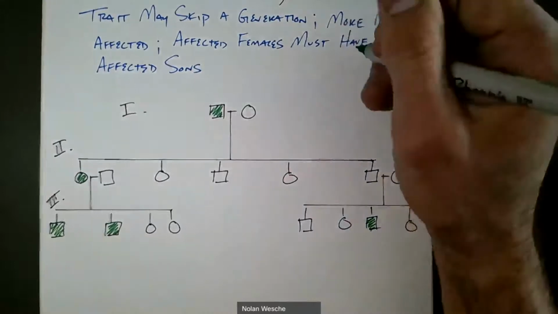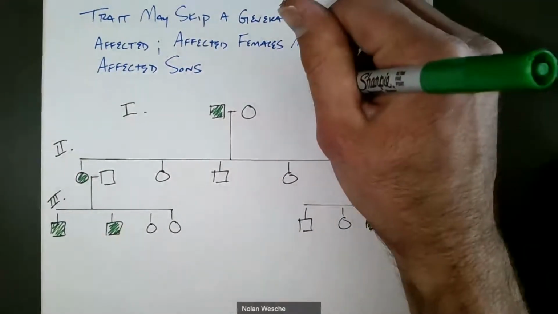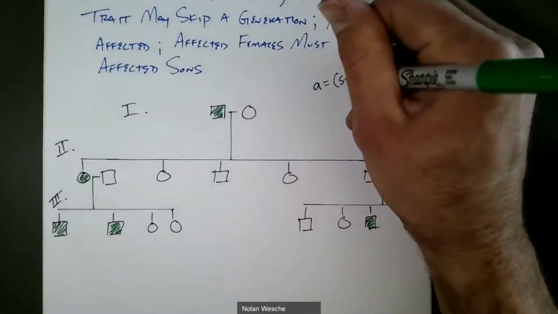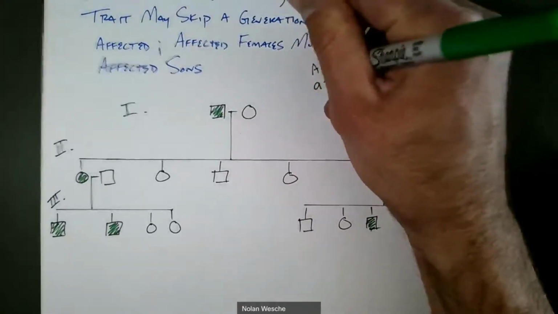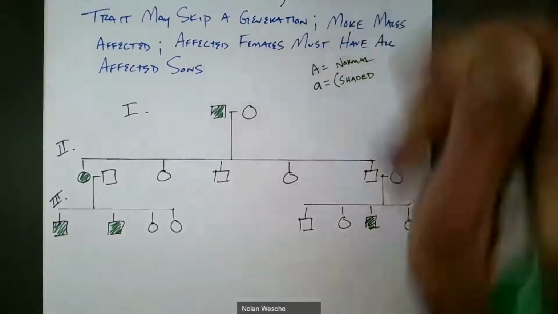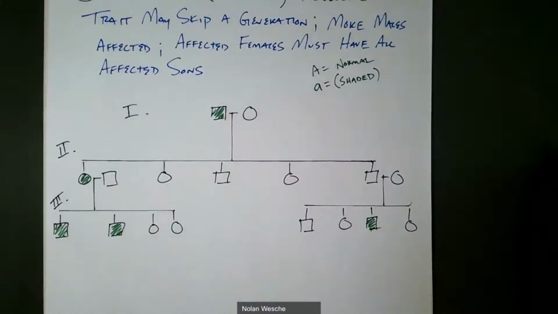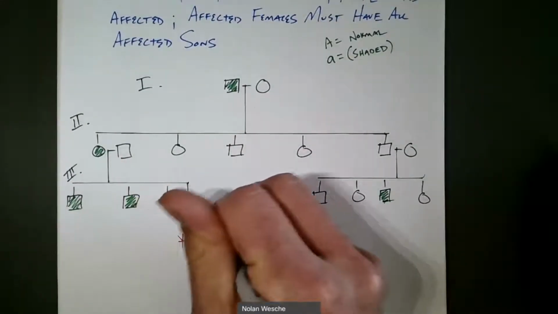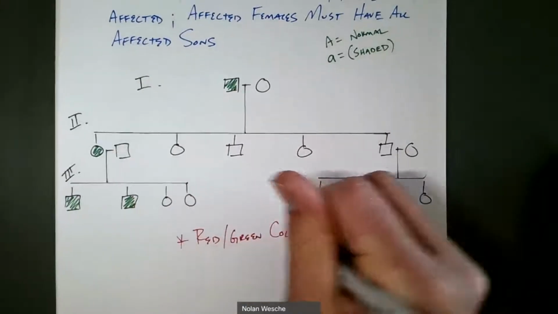So in this case, the males have just 1 X chromosome and the females have 2. It's recessive. So we would say that the lowercase a is the shading. The capital A then is the normal allele. And this would be something like red-green color blindness would be inherited in this fashion.